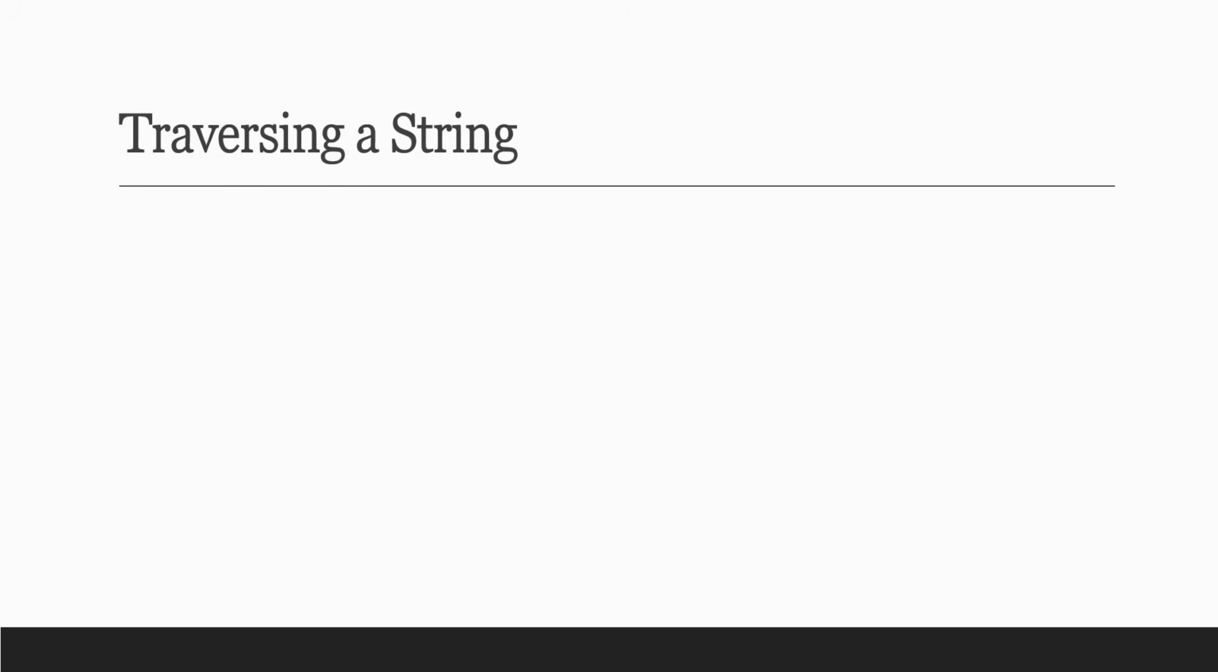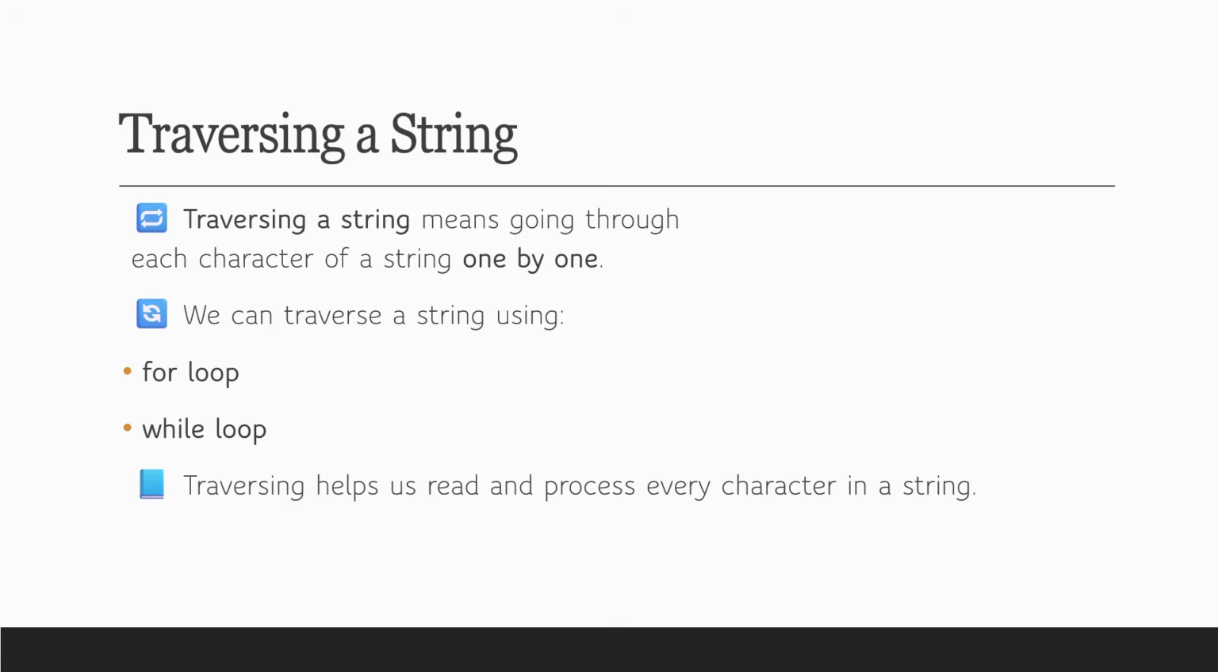Traversing a string. Traversing a string means going through each character of the string one by one. In Python, strings are made up of characters, and often we need to read or process each character individually. To do this, Python allows us to use loops. We can traverse a string using either a for loop or a while loop.